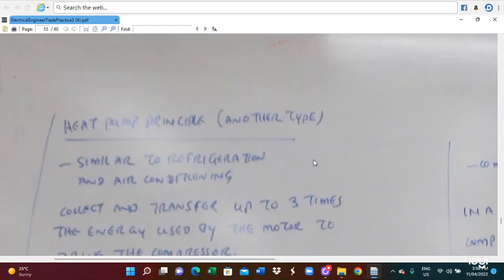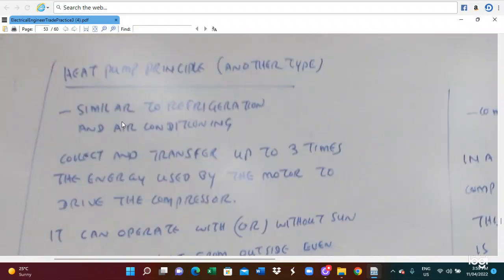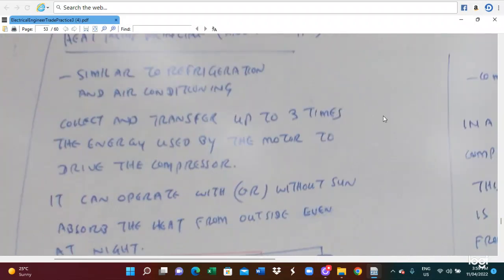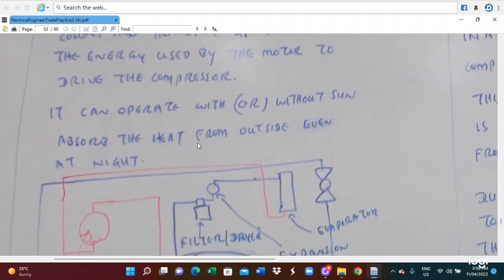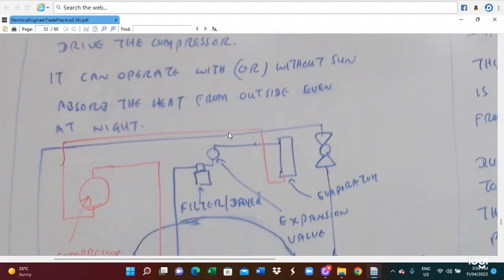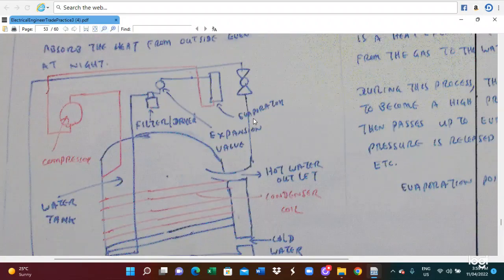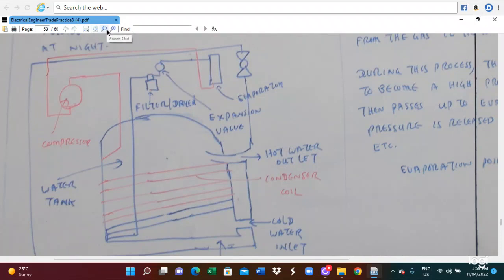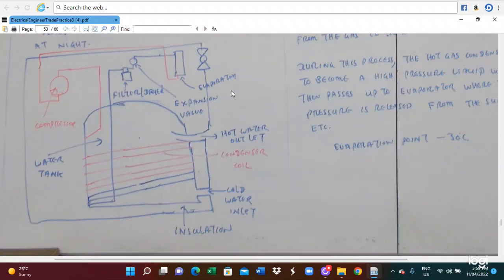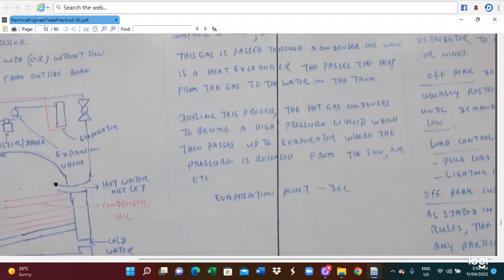So the heat pump principle is another type, similar to the refrigeration and air conditioning system. It collects and transfers up to 3 times the energy used by the motor to drive the compressor. So it operates with or without sun, absorbing heat from the outside even at night. So this is the way that we calculated. This is the heat pump operation system. Here are the compressor, filter drier, evaporator, expansion valve, vapor tank, insulation, and condenser coil. So hot water outlet and inlet system. This is the heat pump we utilize like this.